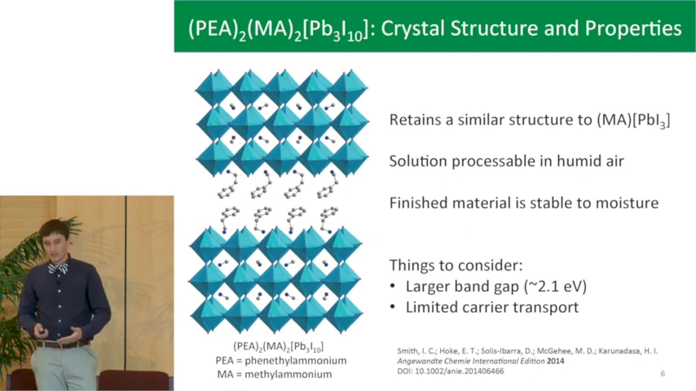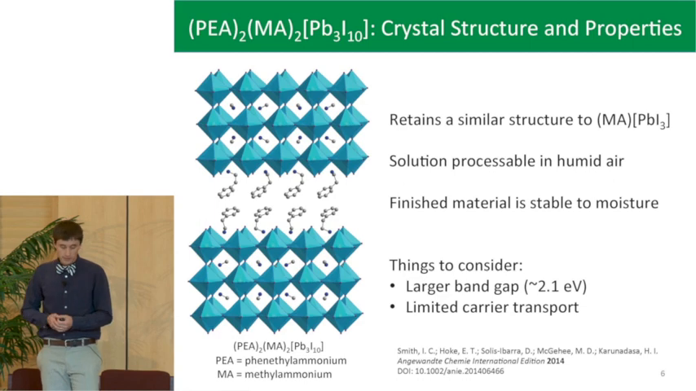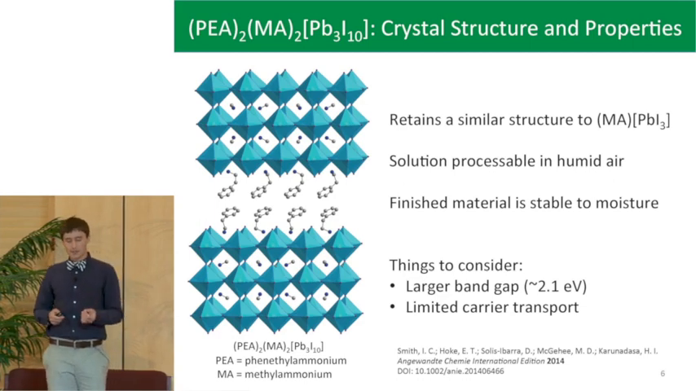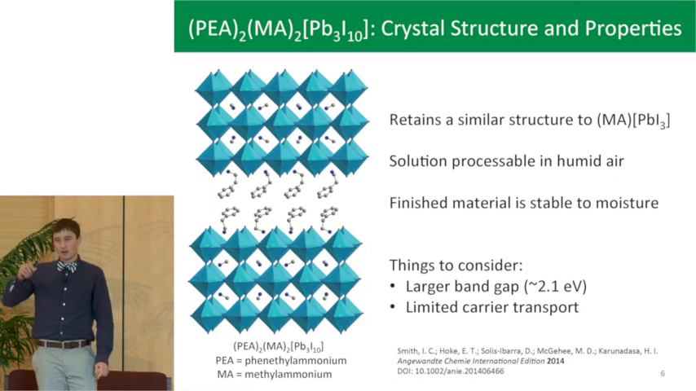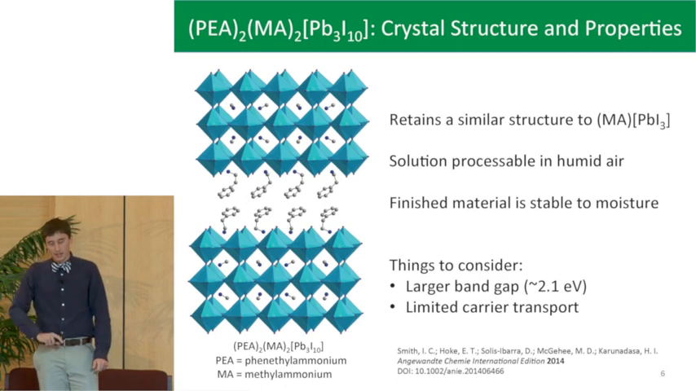But some things to consider, like I said, these layered materials have larger band gaps, which means you're absorbing less of the spectrum. We think this material might actually be better for a tandem device. And then another thing that we hope to address in the future is a possibility of limited carrier transport, mostly in the vertical direction in that figure. You can imagine it might be hard for a carrier to hop from one sheet of lead iodide octahedra down to the next.